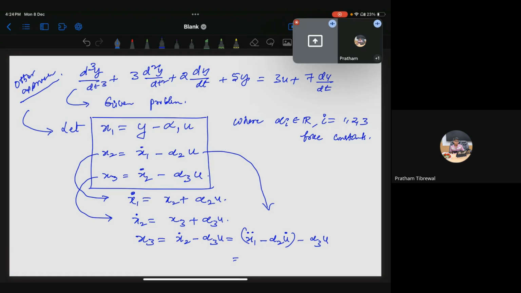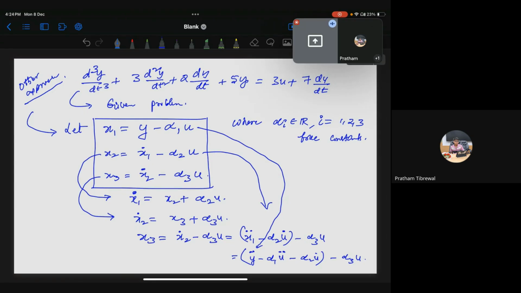So what do we get here? x1 double dot is nothing but what from here? y double dot minus alpha 1 u double dot, correct? Minus alpha 2 u dot minus alpha 3 u. So like this you will continue.